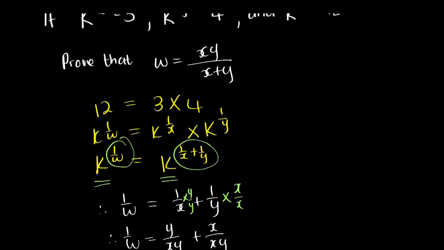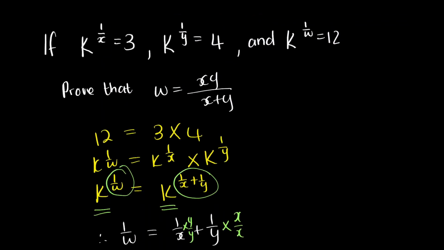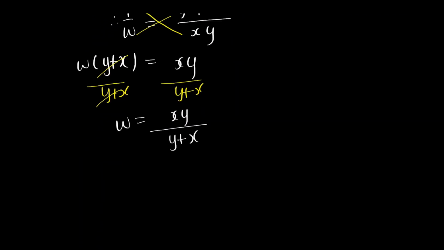And this is the same as what we have to prove, just that the x is first. So if you want, you can go ahead and put the x first. So w is equal to xy over, since the x is positive, you can put it in front, and the y is also positive, so it's x plus y. And there we go.